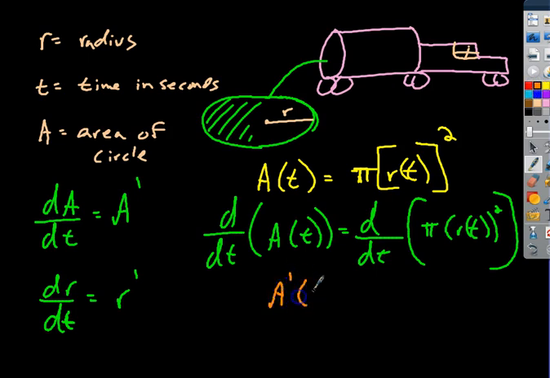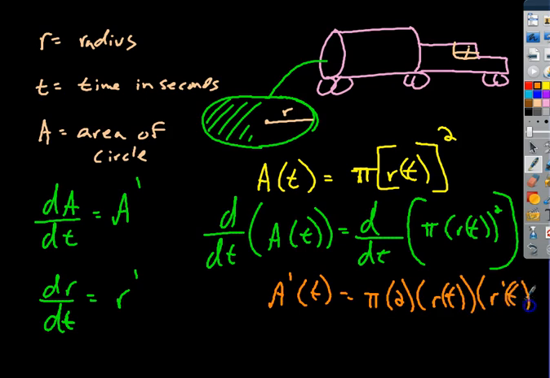So let's continue. This side should now be A prime of t. That's going to equal pi times the derivative of this piece. So it's 2 times the radius with respect to time times the radius prime. Because that's chain rule. 2 comes down, subtract 1 from it, so it becomes 2r(t), and times the derivative of the inside. So the derivative of r(t) is r prime of t. So that is the derivative equation.